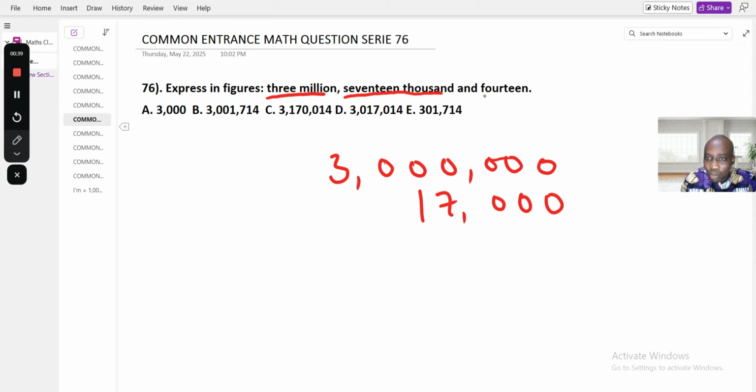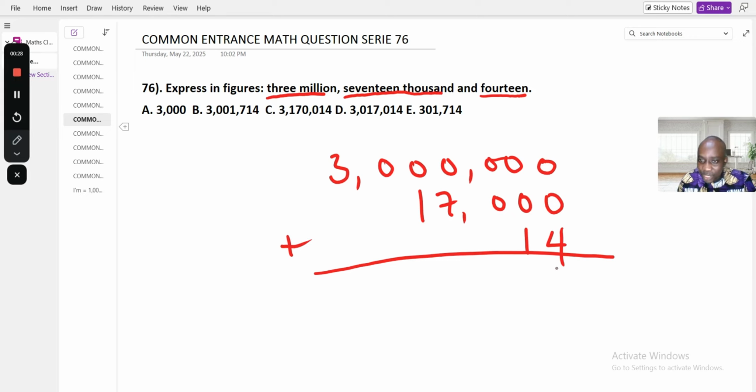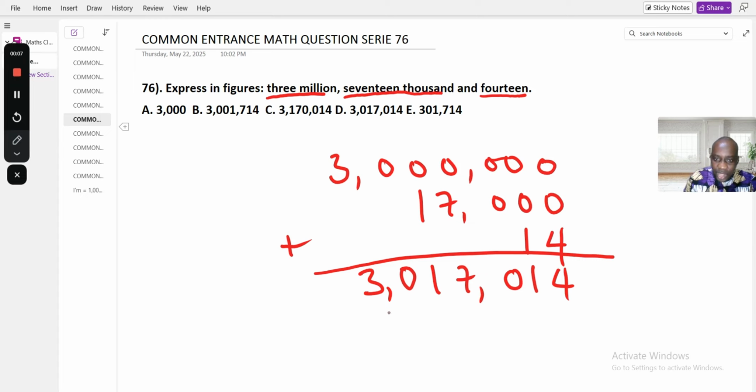What is the next number? 14. The next number is 14. It will stop here. Now add everything together. 0 plus 0 plus 4, 4. 0 plus 0 plus 1, 1. 0 plus 0 is 0. 0 plus 7, 7. 0 plus 1, 1. 0, 3. Now let's put the commas. 3,017,014. Do you have this?